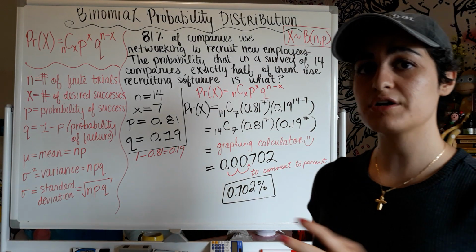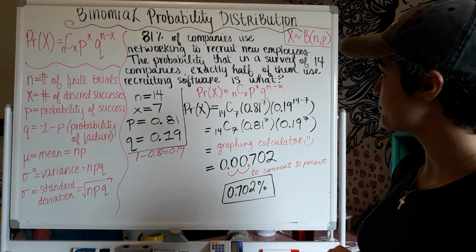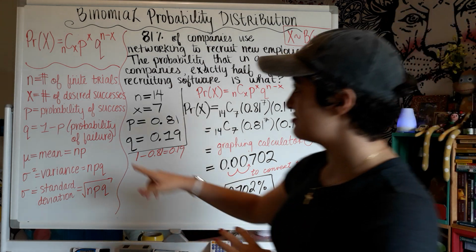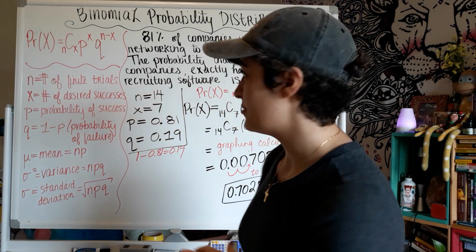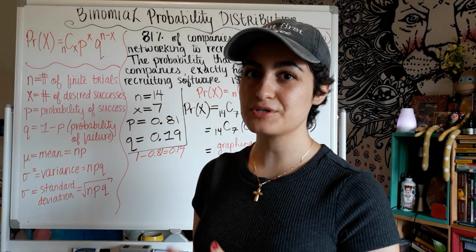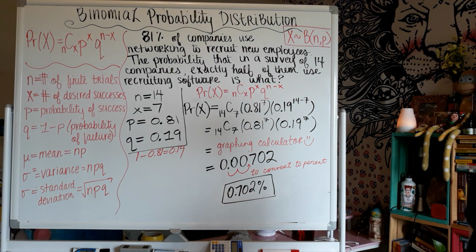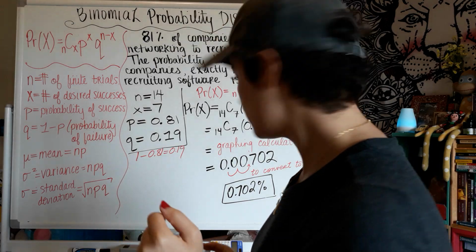The hardest part, I think, is determining the number of desired successes, because sometimes they do get a little wordy, but for the most part, word problems when it comes to the binomial distribution formula are pretty straightforward. So you can pause right now to soak in the whole problem. But we're going to go ahead and do a problem together now.